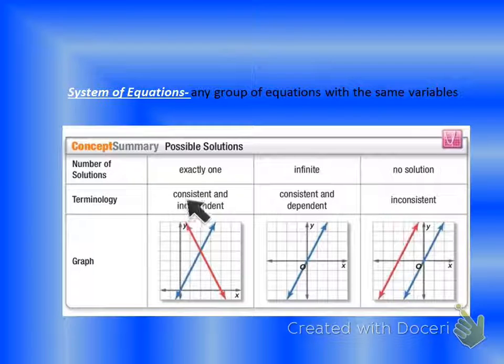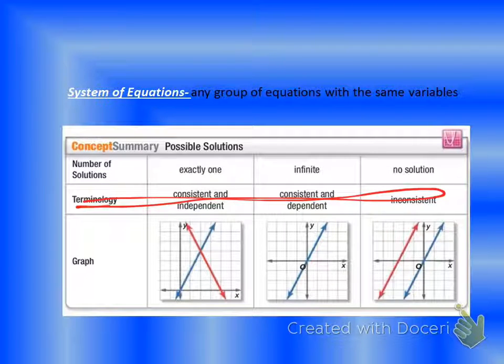There are three different outcomes. Outcome number one, most common, is when you have exactly one solution: the two lines cross at one point. Option number two, you have an infinite number of solutions because those two lines end up being the same line. Option number three, no solution, because your two lines end up being parallel. Very good. That middle box, the terminology like consistent and independent, you can go ahead and cross out. I don't worry too much about that.